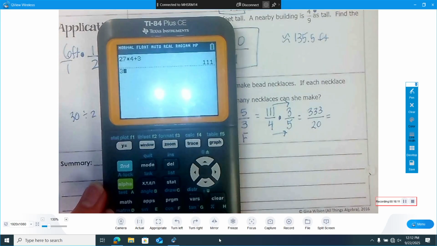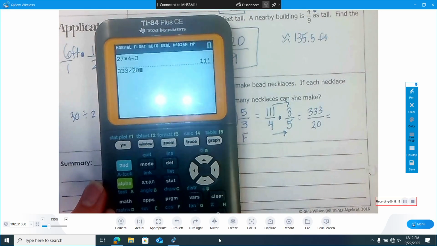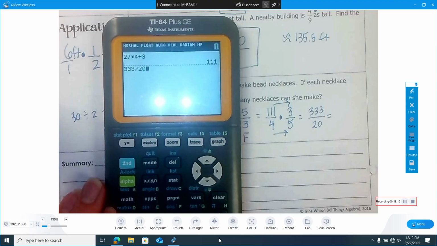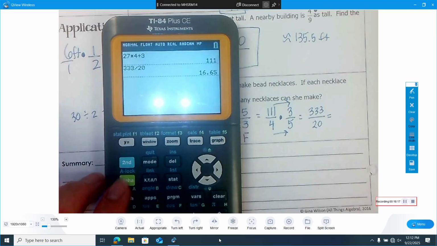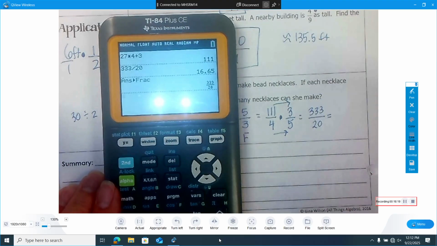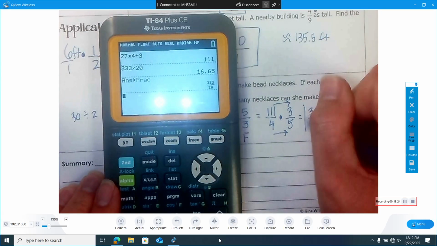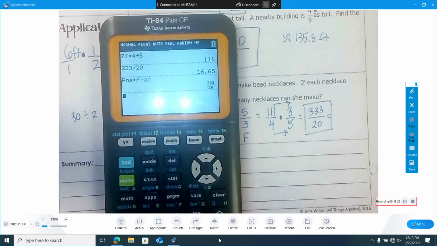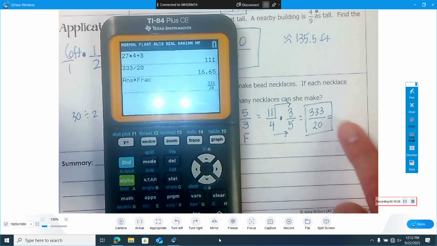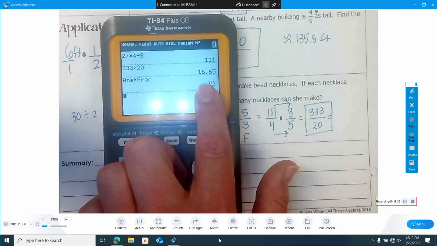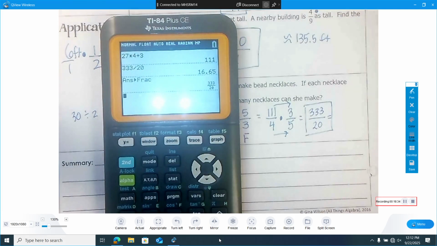All right, 333 divided by 20. Math frac does not reduce. Oh, wait, yes it does. No, it doesn't. It is lowest terms, 333 over 20. So it turns out that she could make a little over 16 necklaces with a little bit of wire left over.